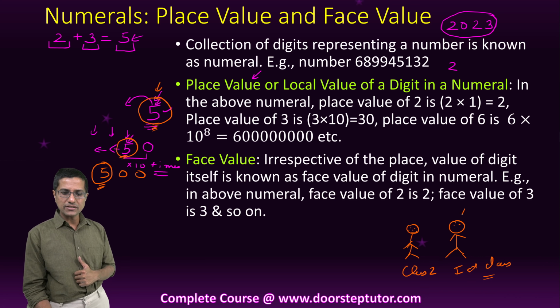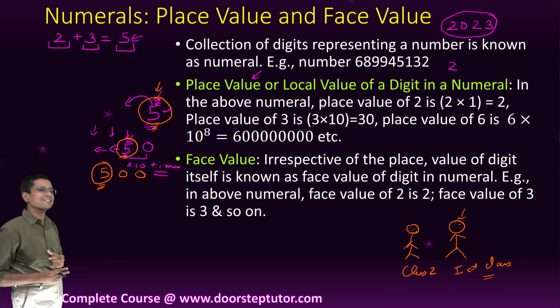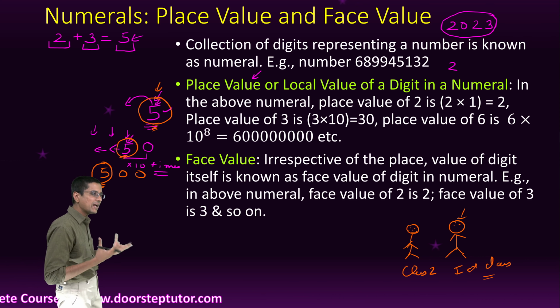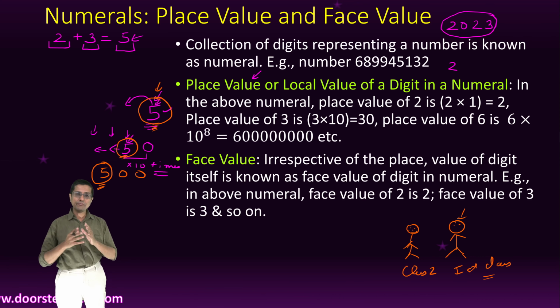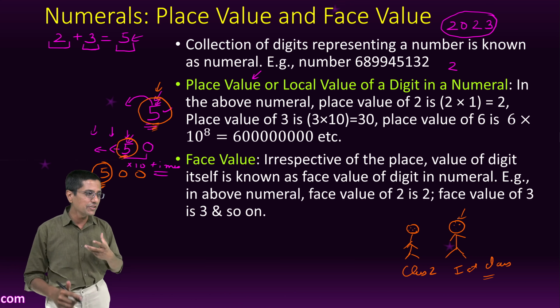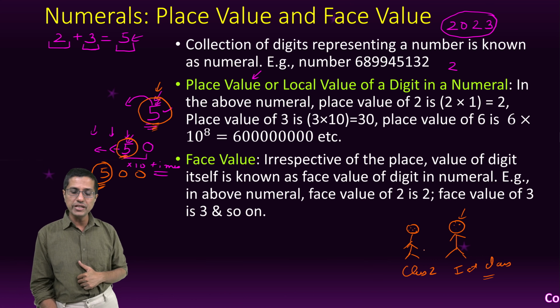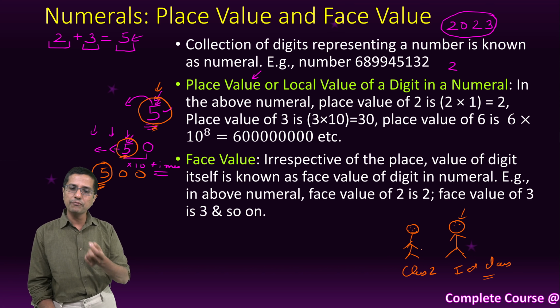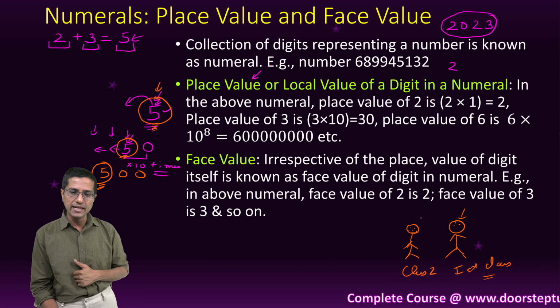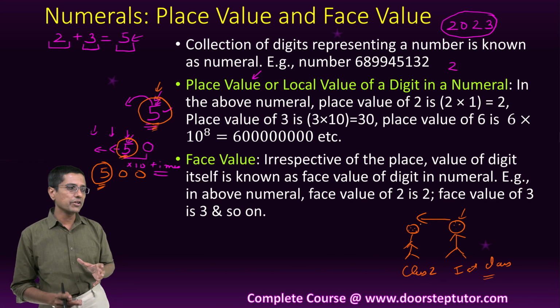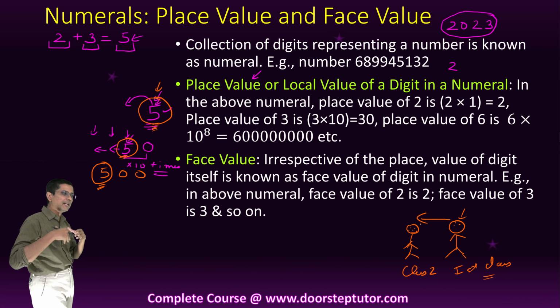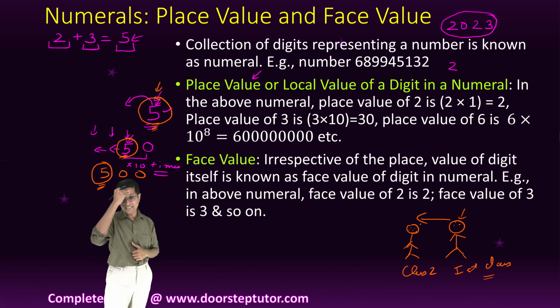So the face of the boy remains the same. That means that he has the same face value, but the position of the boy has really increased in the school. He has moved from class 1 to class 2. So by virtue of his position in the school, his value has really increased. And that is the place value.